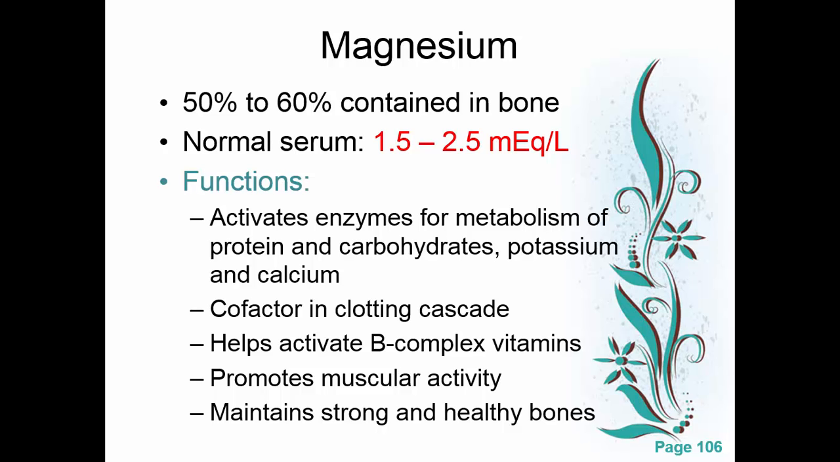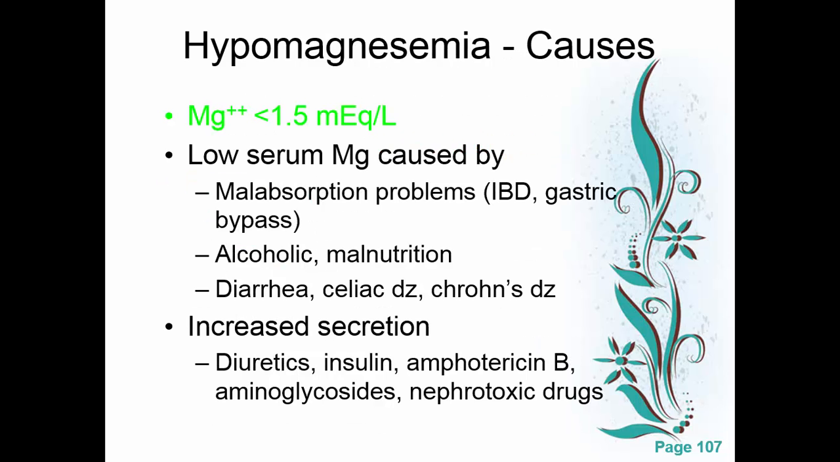Magnesium is the next electrolyte we'll talk about. 50 to 60% is contained in the bone. Normal levels 1.5 to 2.5 milliequivalents per liter. Their functions, as you can see, activates enzymes for metabolism of protein, carbohydrates, potassium, and calcium. It is a cofactor in the clotting cascade. It helps activate B complex vitamins, promotes muscle activity, and maintains strong and healthy bones.